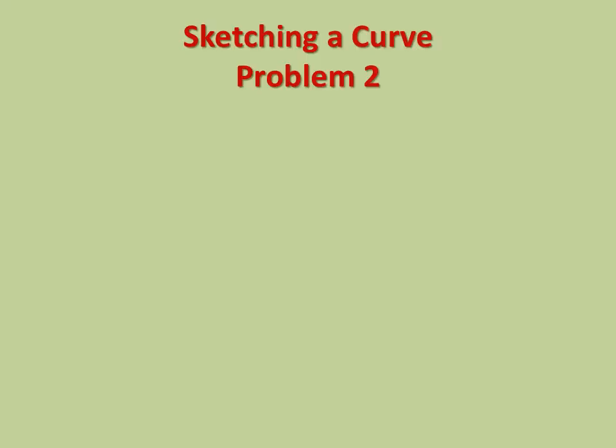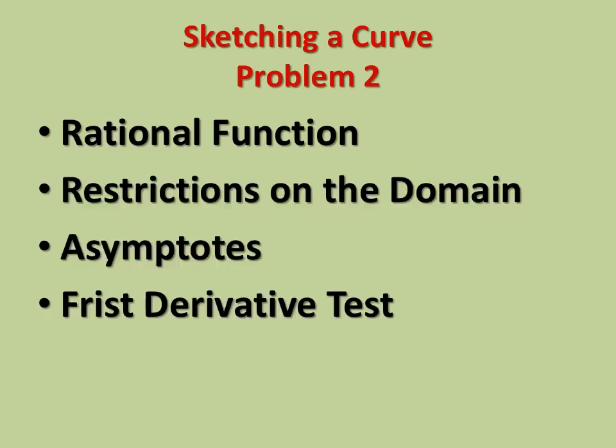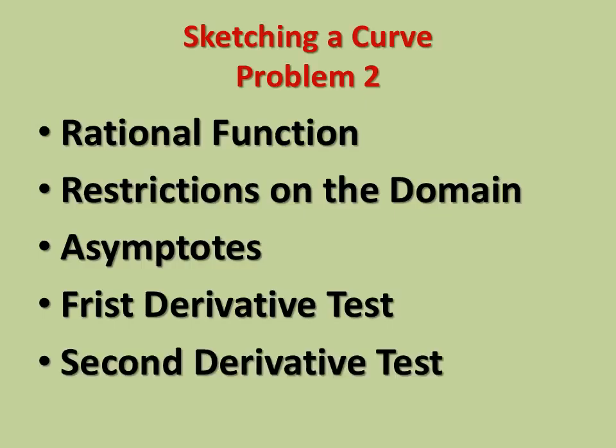Now, there is sketching a curve problem number 2. It's harder. It's going to be rational. It's going to have restrictions on the domain. Yes, it has asymptotes. Yes, there is a first derivative test, and we will learn how to use the second derivative test.